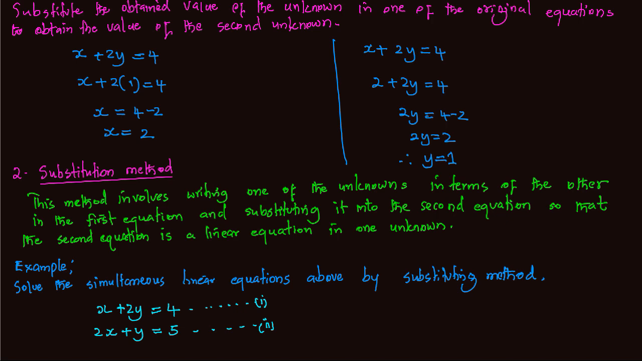Substitution method. So the method here is substitution. And we are to solve the equations x plus 2y is equal to 4 and 2x plus y is equal to 5, which are exactly the same equations we have solved above using elimination method.